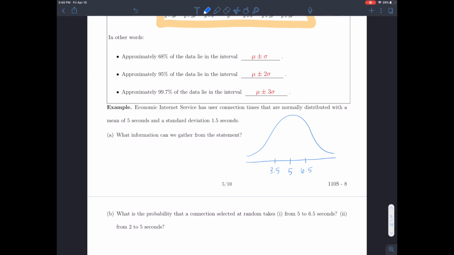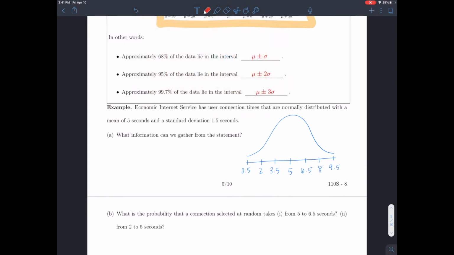If I were to keep going, so if I do 2 standard deviations within the mean, then I'm going to either add 3 to 5 or add 1.5 to 6.5. But either way, I'm going to get 8 right here. And if I go the other way, 2 standard deviations the other way from 5, I'm getting a value of 2. 3 standard deviations away, I have 0.5. And then here, I have 9.5.